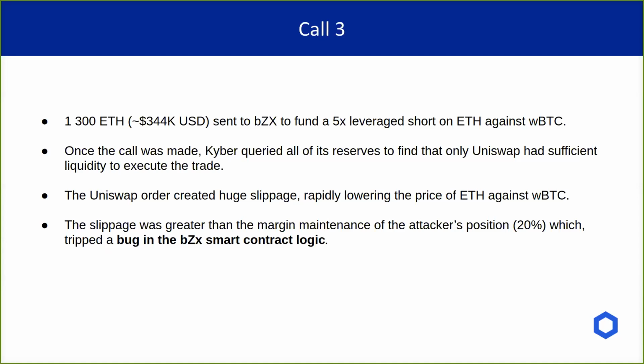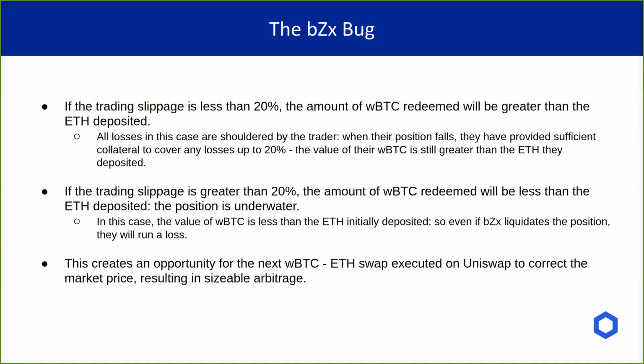And so, just diving a little deeper into that bug. When trading slippage is less than 20%, the amount of wrapped Bitcoin that could be redeemed would be guaranteed to be greater than the ETH deposited. So they can seize the entire value of the position as collateral, and BZX themselves wouldn't run a loss. All losses would be shouldered by the trader. But when their position falls greater than that 20%, the amount of wrapped Bitcoin redeemed is actually going to be less than the value of the ETH they deposit, less than their collateral. So the position's underwater. Now BZX has got a problem.